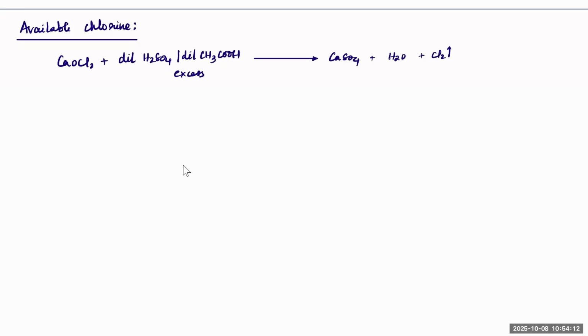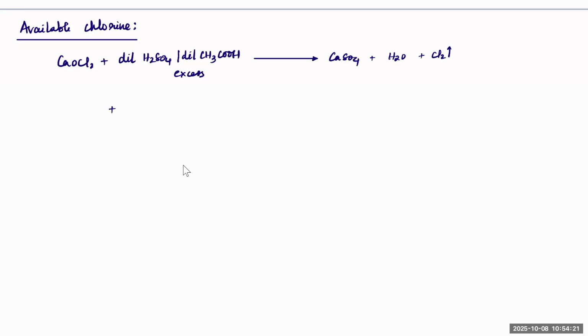What we do is add an excess amount of acid this time, let's say dilute H2SO4, or you can take acetic acid also, CH3COOH. Take sufficient or excess, so that everything will convert either into acetate form or sulfate form. And you will get chlorine gas released in this case. Agreed? This is what will happen if you take excess amount. Clear, beta?